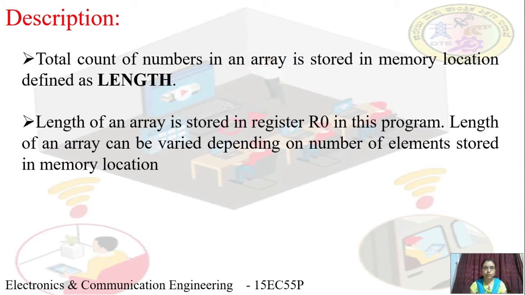The total count of numbers in an array is stored in a memory location defined as length, that is, how many numbers are to be added. That is stored in the named variable length. The length of the array is not stored in a register in this program. The length can be varied depending upon the number of elements stored in memory locations, depending upon our use. We can give either 4 or 5 or 6. Depending upon this length, we have to give the number of elements.